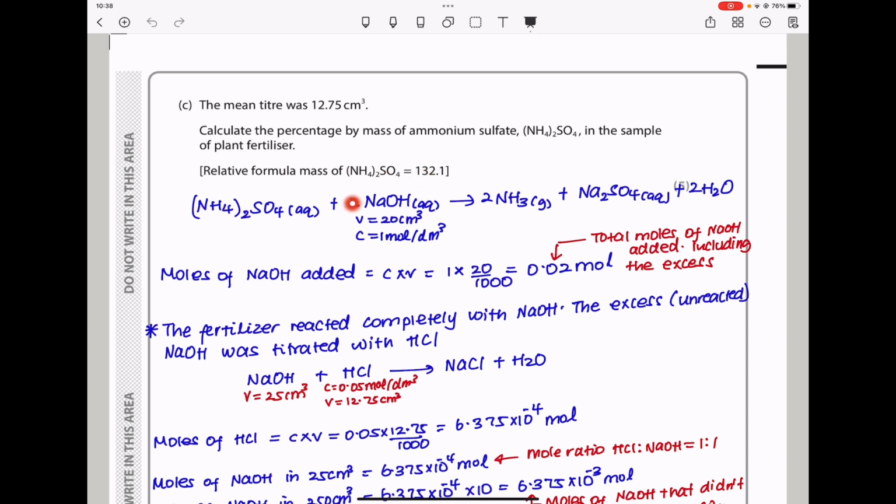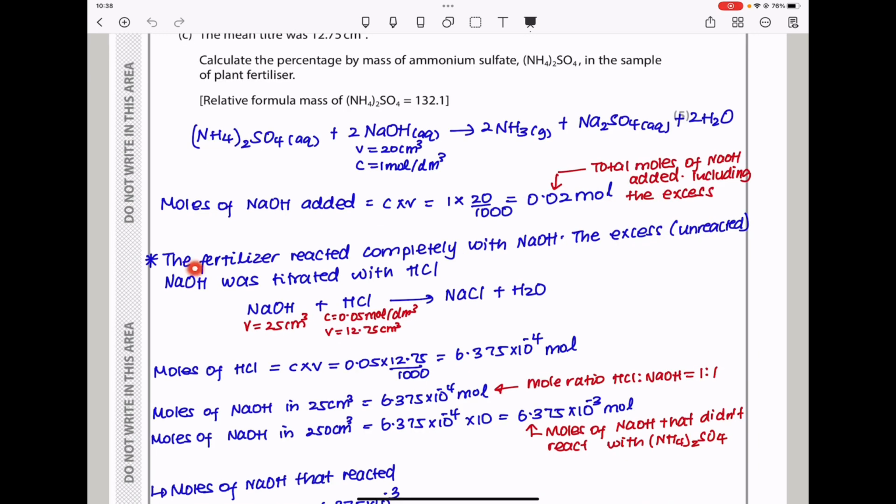Here I began by rewriting the equation for the reaction that we initially had. Remember, the volume and concentration of sodium hydroxide was given, so I'm going to use this to calculate the number of moles that were initially used. So moles of added sodium hydroxide should be concentration times volume, and initially the volume and concentration were this, so the number of moles should be 1, which is concentration, times 20 divided by 1000, and it gives us 0.02 mole. These are the initial moles, or I'll say total moles of sodium hydroxide, including those that reacted in this reaction, plus the excess that remained in order to react with HCl in the steps after this reaction.